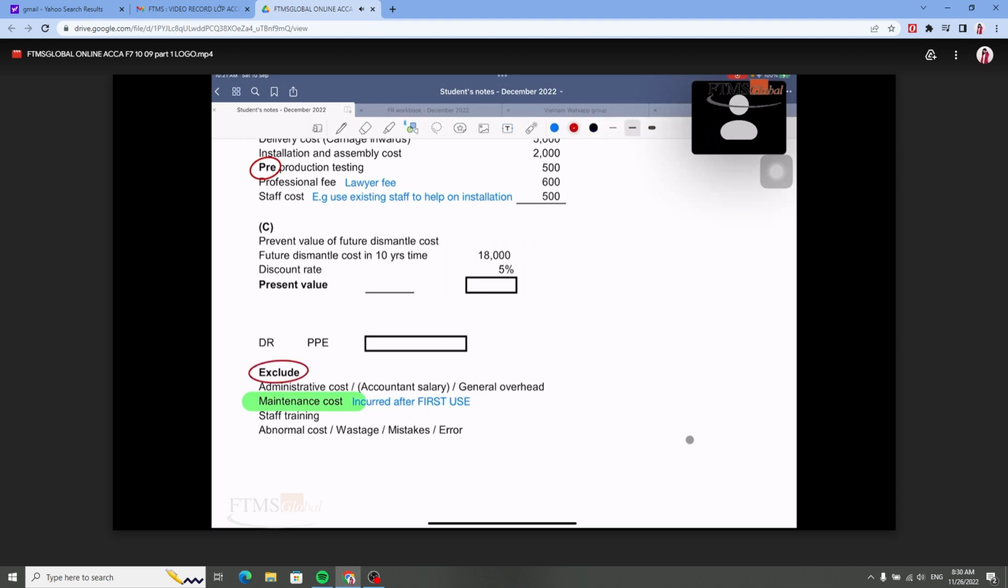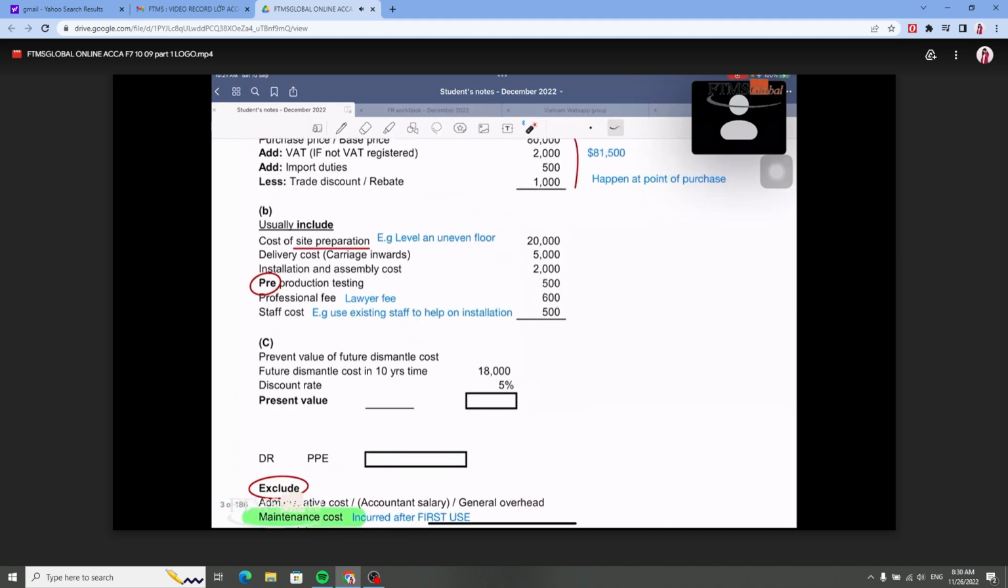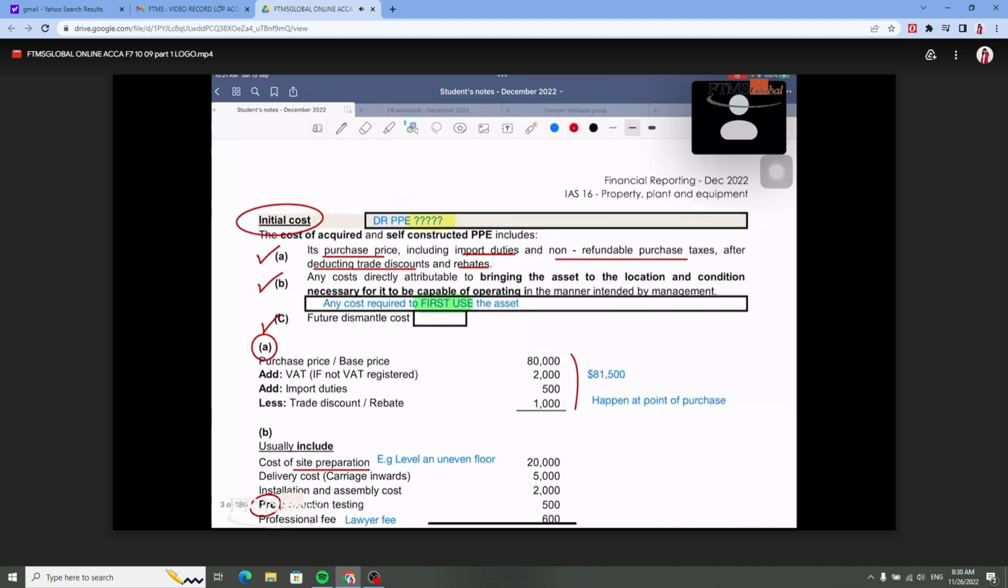Okay, so that's B. B means ask yourself this question: when you incur the cost, before first use or after first use. If it's incurred before first use, then very good, you can debit to PPE. If it's incurred after first use, for example, maintenance cost, then obviously you can't debit to PPE. Right. So remember, what we are trying to do now is find out how much you can debit to PPE.